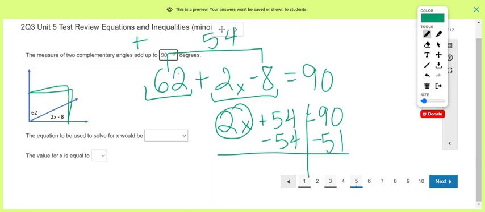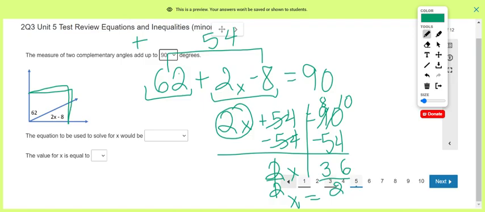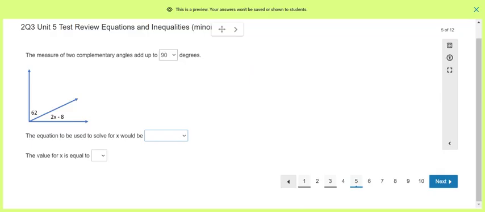And we're going to minus 54 from both sides, bring 2x down to the next step. 90, we cannot subtract 4 from nothing, so we're going to borrow. So that's going to be 10 minus 4, which is 6, and then 8 minus 5, which is 3. And now we divide by 2 to isolate the variable. So now we have x equals 18. So the equation that we would use is 2x plus 54 equals 90, and x is equal to 18.